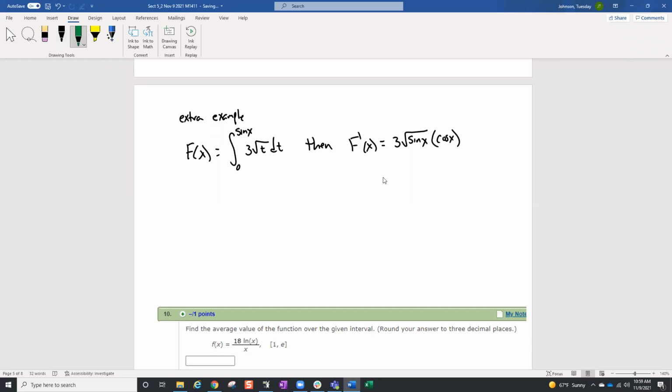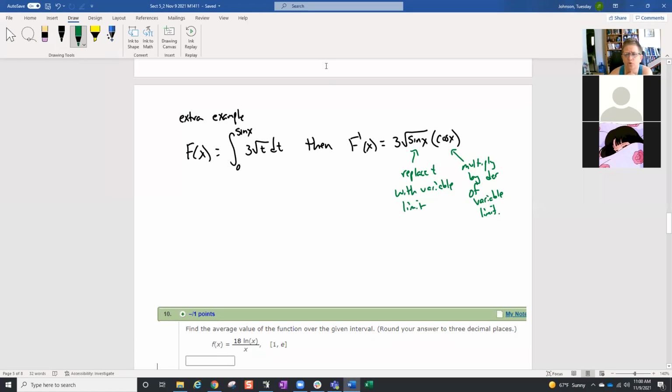That's it. Replace t with the variable limit and multiply by the derivative of the variable limit. That's it. I think something very similar to this was on previous homework, and that's why I wanted to show it to you, because it could end up being on your quiz and or exam. Are there any questions on this second fundamental theorem or the actual example from the homework that I did?